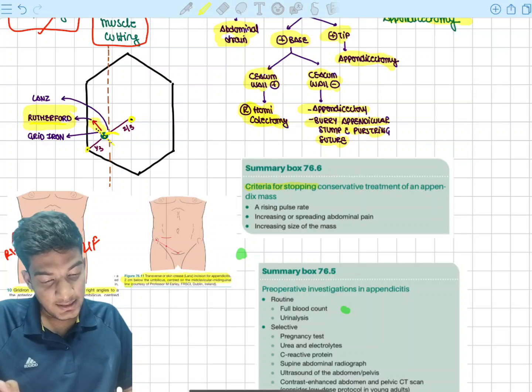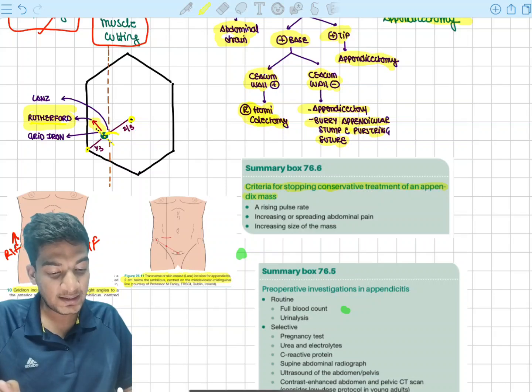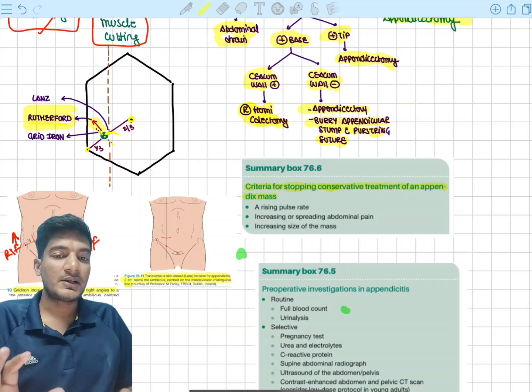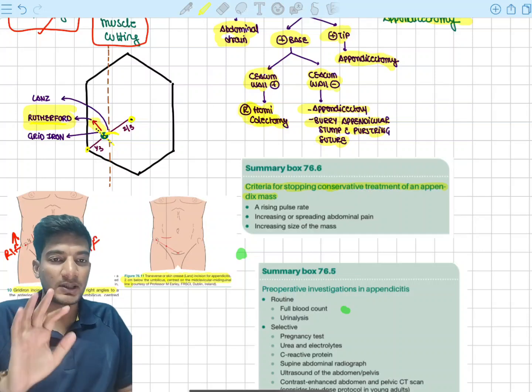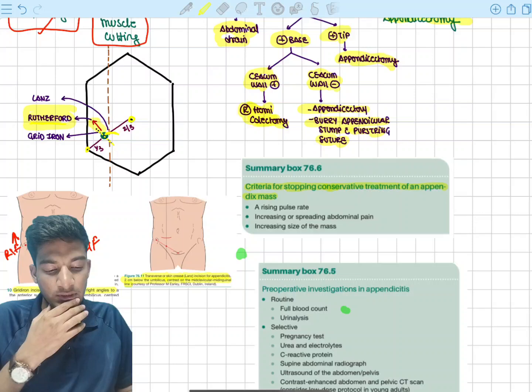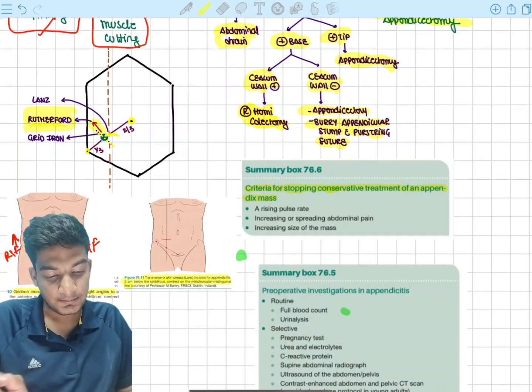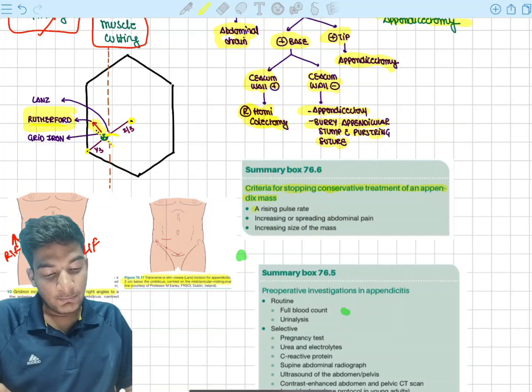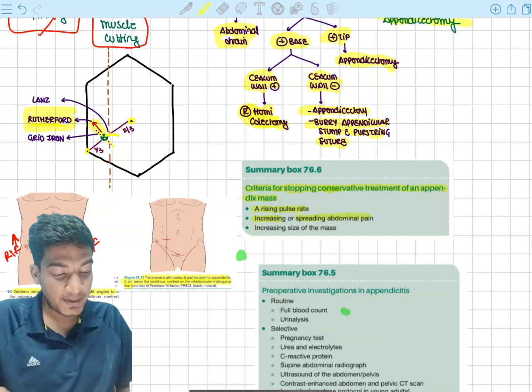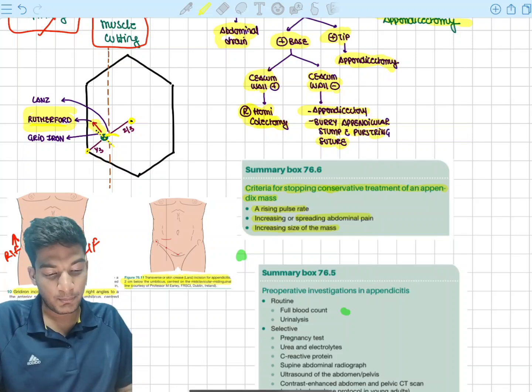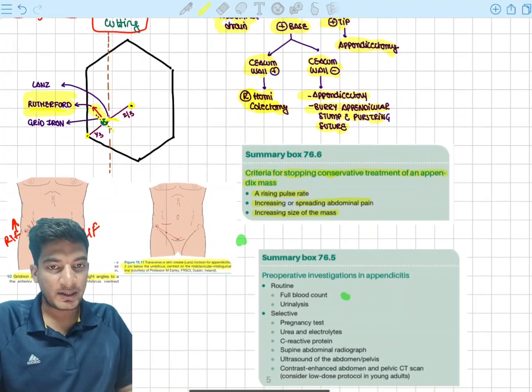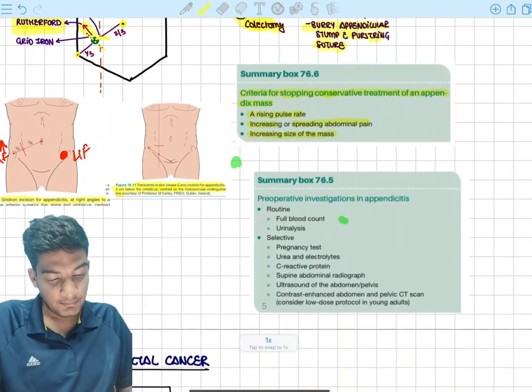The last thing here is the criteria for stopping conservative treatment of an appendix mass. What are the criteria when we will think, okay, let's stop the conservative treatment and go for surgery? The criteria would be a rising pulse rate, the first one; increasing or spreading abdominal pain, the second one; and increasing size of the mass, the third one. These three points are very important to stop the conservative treatment.